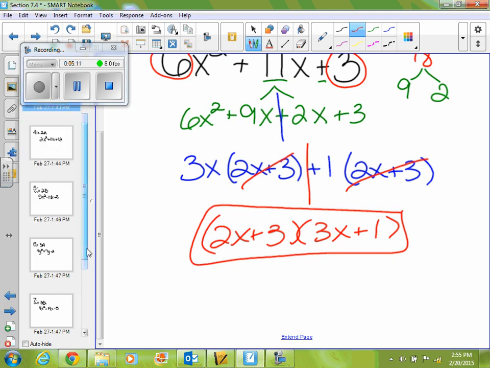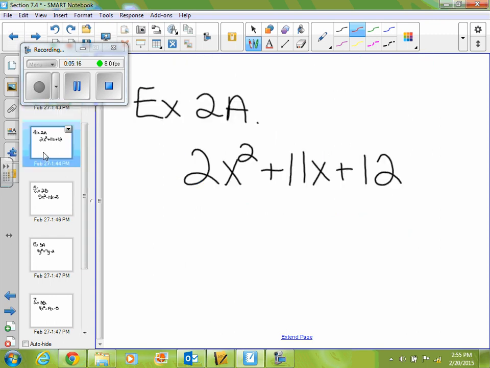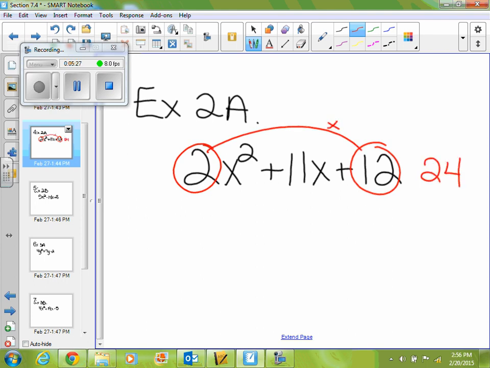Okay. So far, so good? It looks hard, but it's not. Alright, so 2 times 12 is 24. Factors that add to 11? 8 and 3. Okay, so 8 and 3 are my factors, so this breaks down into an 8x plus 3x.